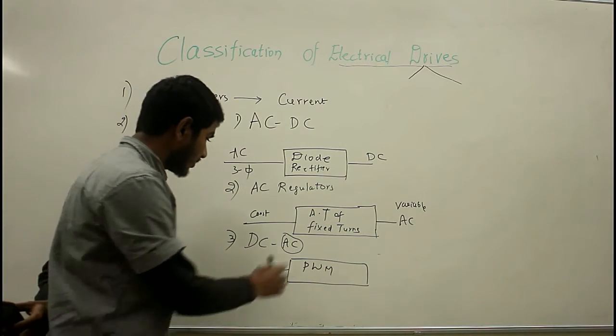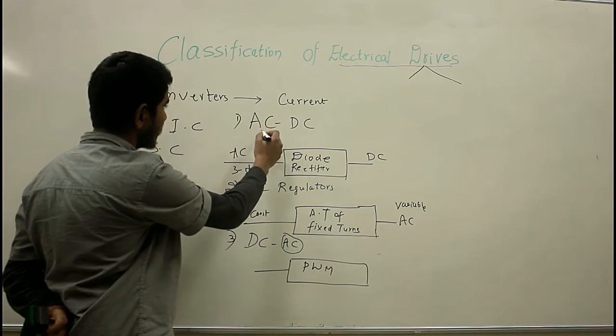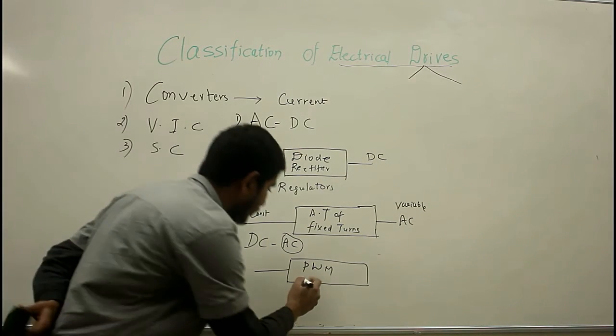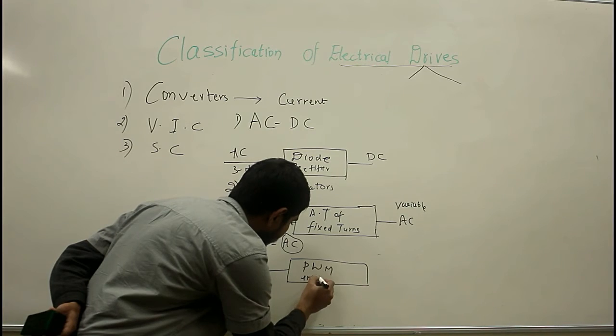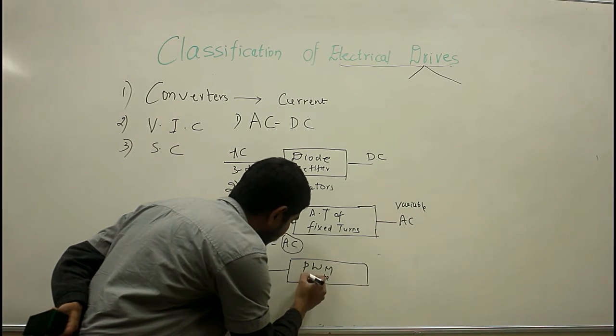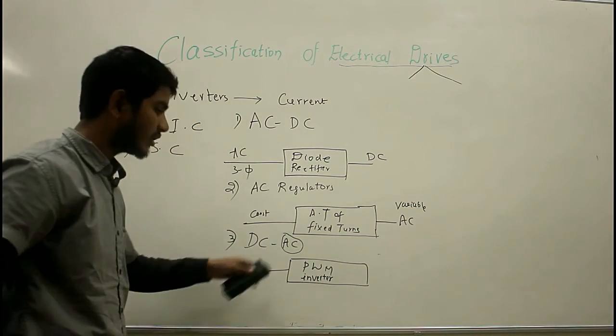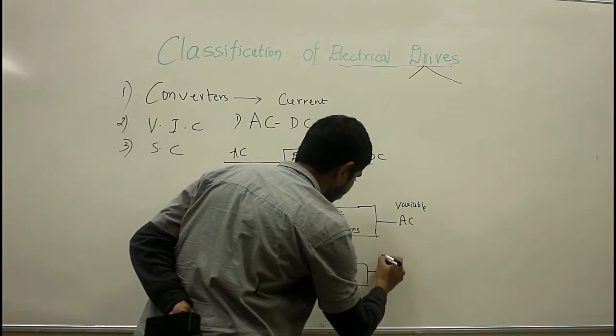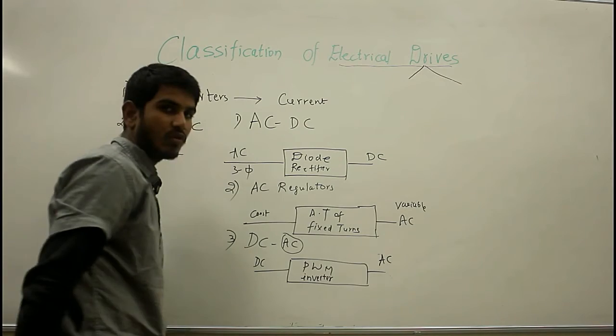Here this operation is just opposite to the operation of AC to DC conversion, and the PWM inverter is used to invert the current from DC to AC. Here we are having a DC supply, and here we are getting AC of fixed voltage.